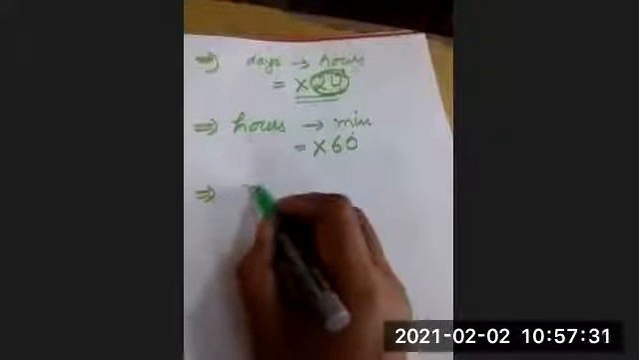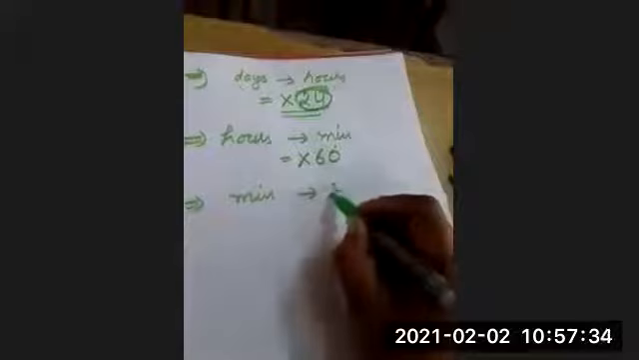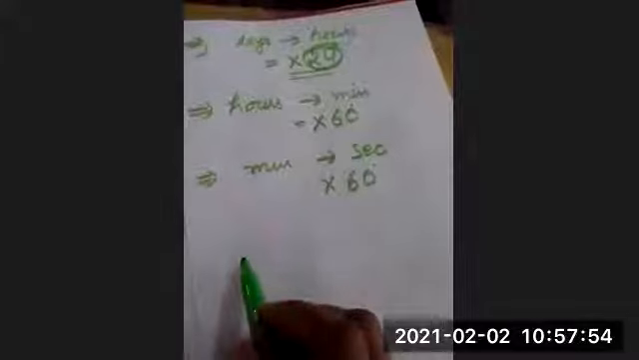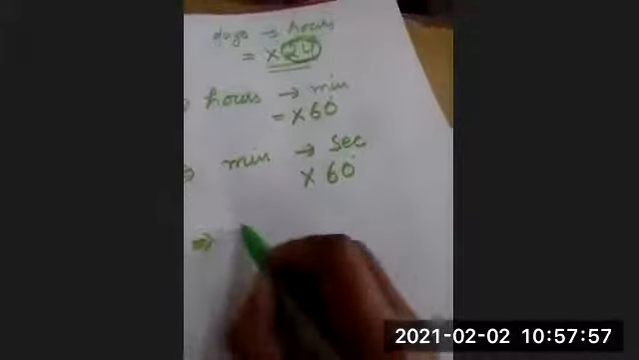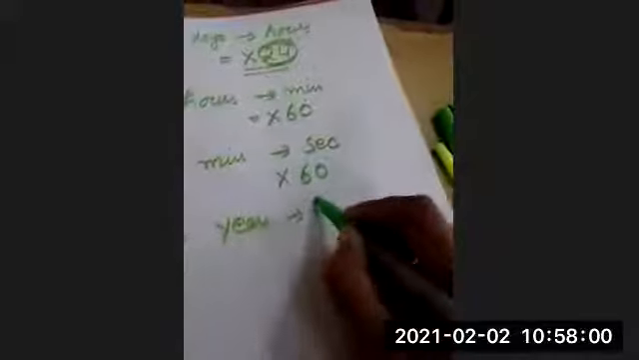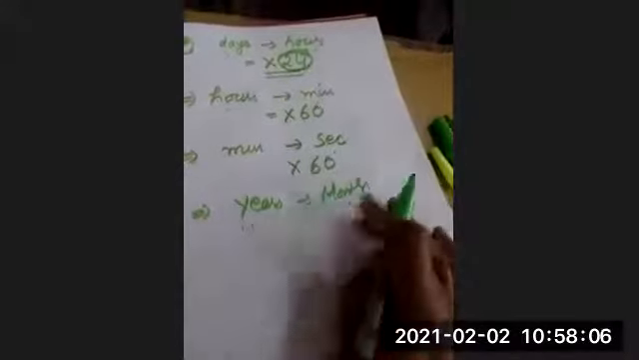Third point we'll discuss, convert minutes into seconds. In 1 minute, we have 60 seconds. So when we convert minutes into seconds, we will multiply by 60. Now, last point is convert years into months. In 1 year, we have 12 months. So when we convert years into months, we will multiply by 12.